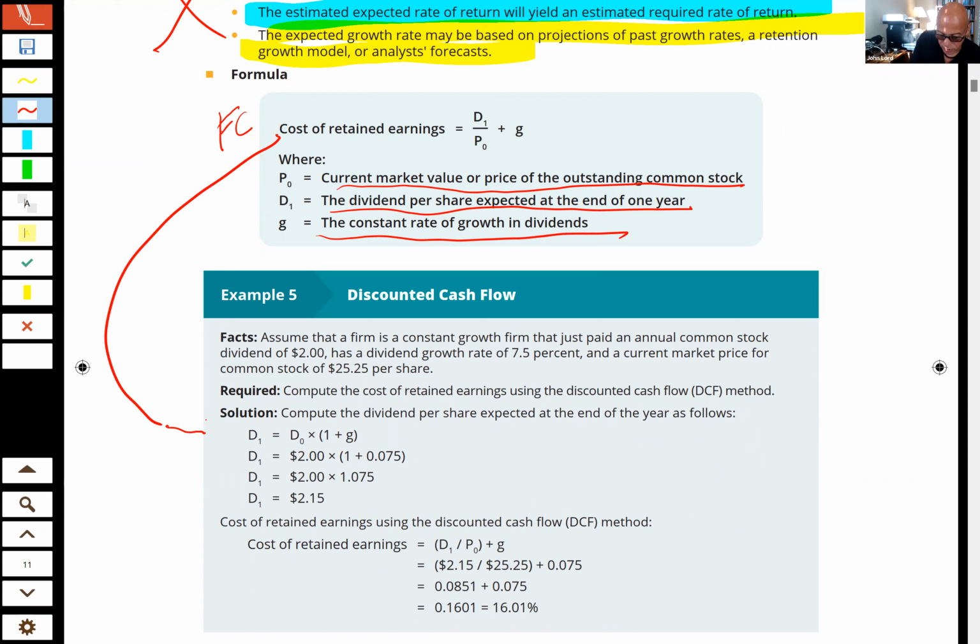We start out with what you can flashcard right here. We have the D1 that we need to calculate for this calculation. So you need another flashcard to come up with this D1. D1 is D0 times one plus the constant growth rate. They may make you calculate that D1 so that you can plug it into the formula for the discounted cash flow method, which will give you the cost of retained earnings.